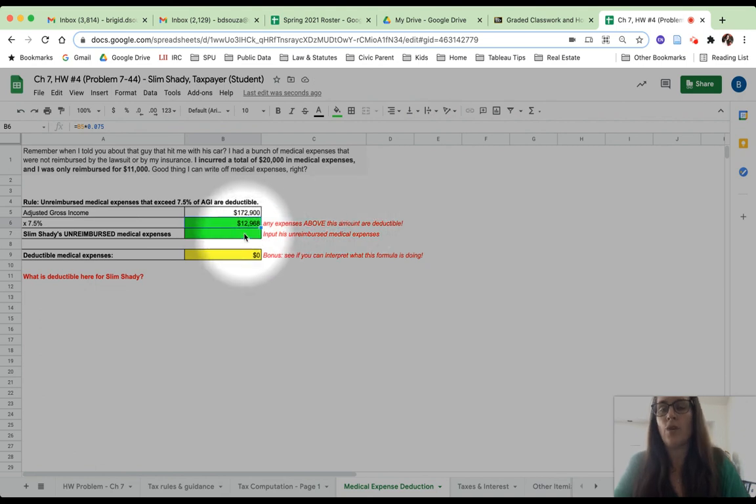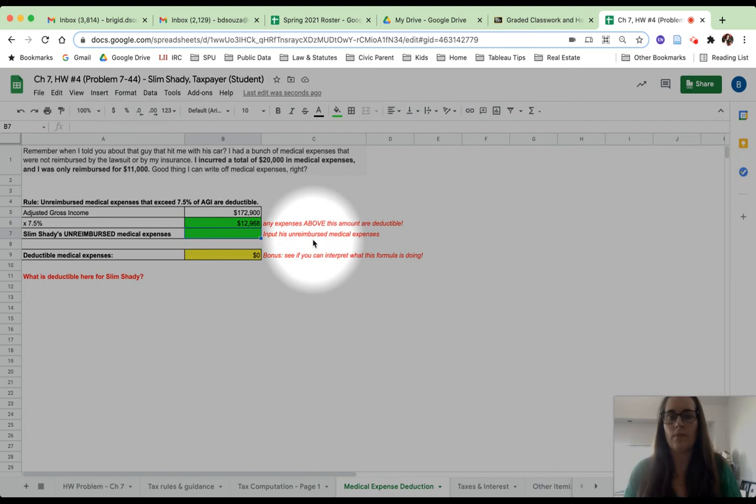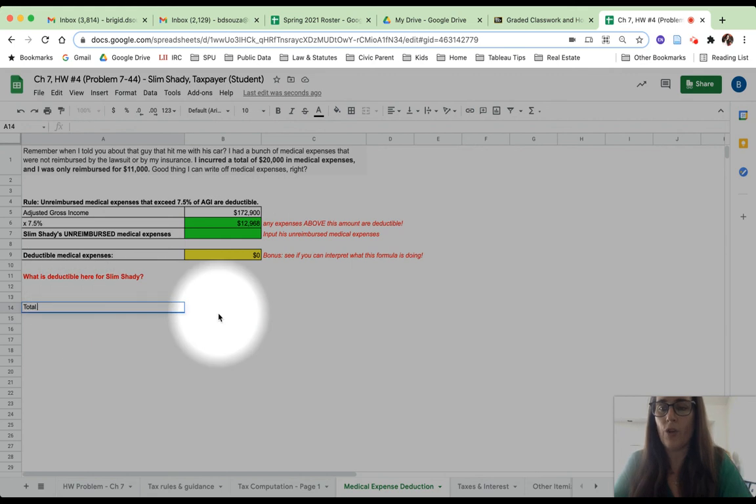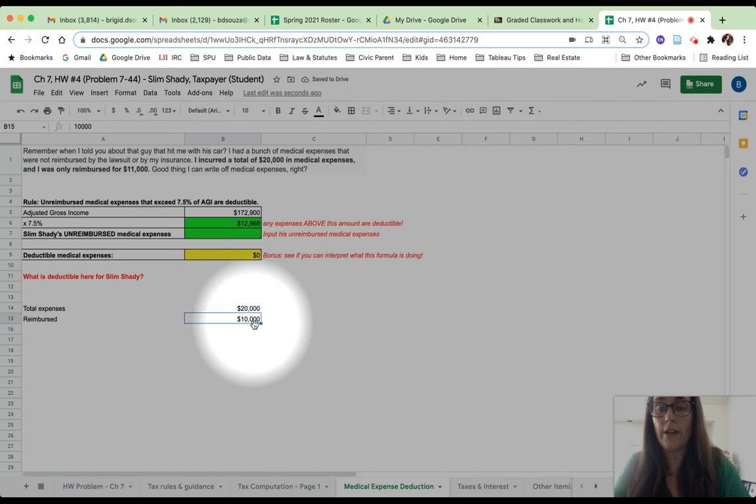Well, what can Slim Shady deduct? Slim Shady can deduct any unreimbursed medical expenses that exceed 7.5% of AGI. So how much of his medical expense was unreimbursed? It may help to unpack this fact even further. Total expenses were $20,000, and reimbursed were $11,000, which means his unreimbursed amount was only $9,000. $20,000 minus $11,000 is $9,000.